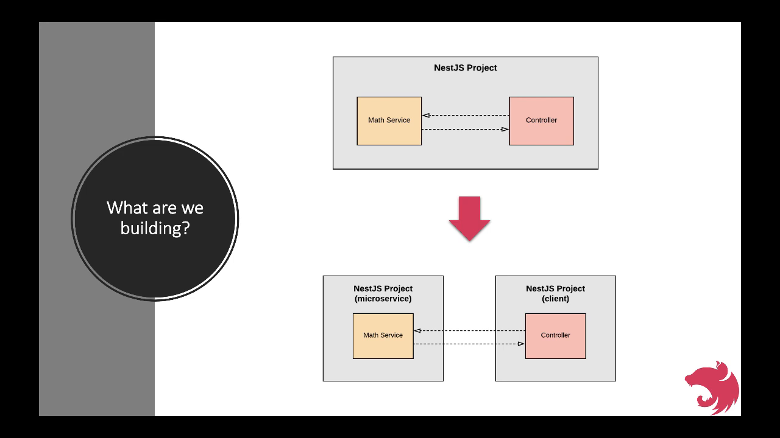It'll be super simple. Just a controller with a single method that injects a service that also has just a single method. For this example, our service will be a math service that simply sums the elements of an array and returns that result. We will review the code for this example, and then we're going to recreate this example as a microservice using basic TCP as the transport.